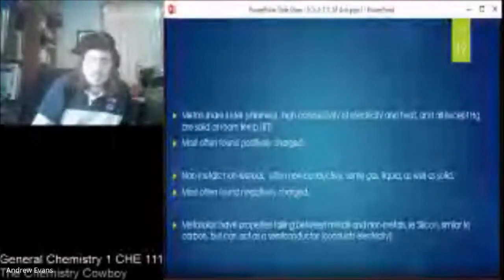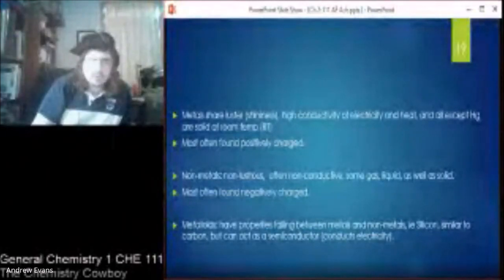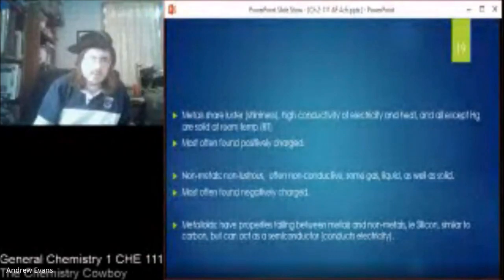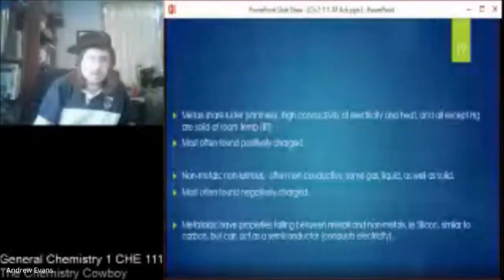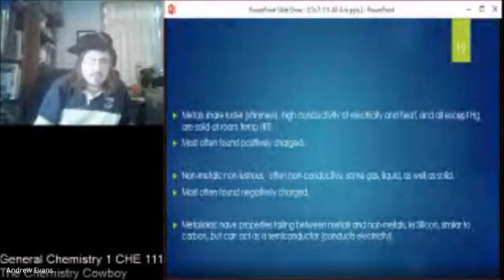Now, when we talk about metals in the next chapter, metals are most often positively charged. Now, nonmetals pretty much have the opposite properties. They're non-lustrous, they don't really shine very well. They're often very non-conductive. They're what we call insulators, they can block electricity from flowing. They don't really heat up too easily.